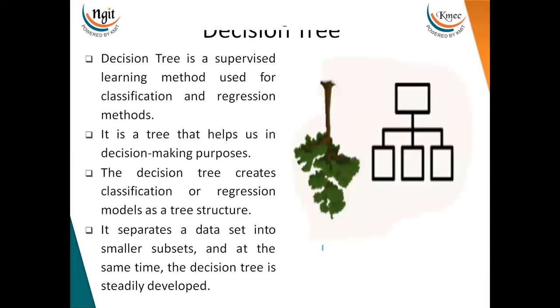Now, the question comes to our mind whether it is a supervised, unsupervised, or semi-supervised learning method. Decision tree makes use of a labeled data set, hence it comes into the category of supervised learning methods. It is used for both classification as well as regression, and it will help you with decision making. Now, as I have shown the tree in reverse order, you should always start from the root.